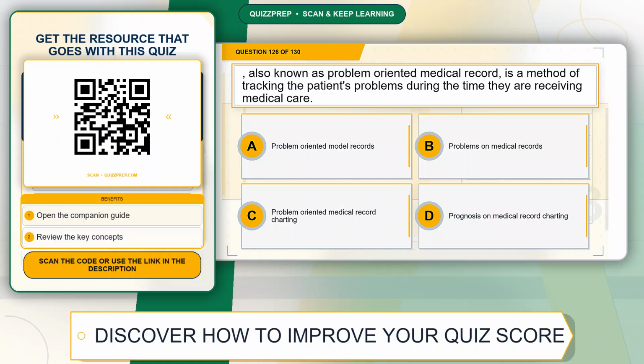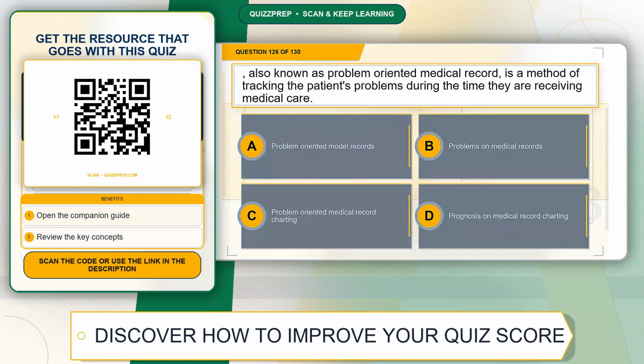Question 126. Also known as problem-oriented medical record, is a method of tracking the patient's problems during the time they are receiving medical care. Option A, problem-oriented model records. Option B, problems on medical records. Option C, problem-oriented medical record charting. Option D, prognosis on medical record charting.